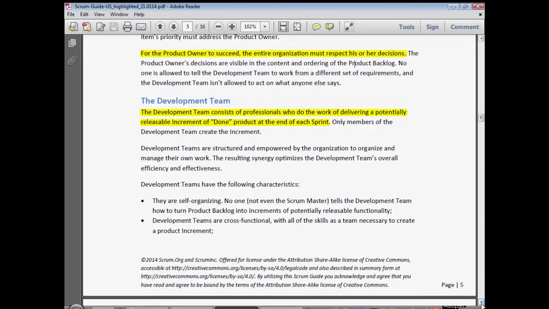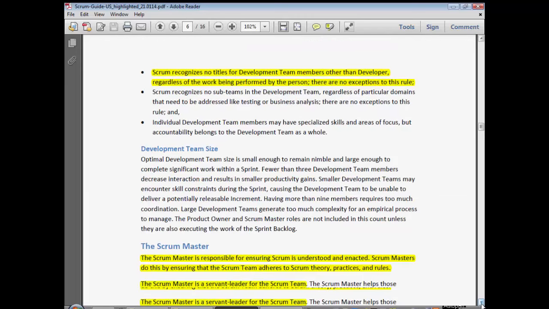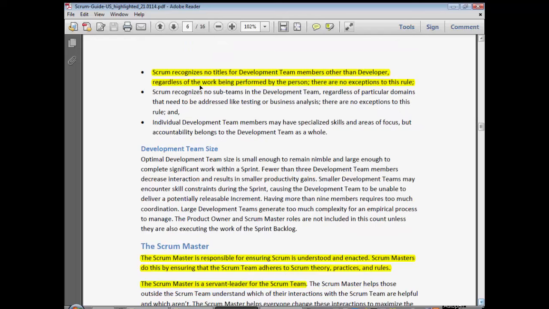So Scrum recognizes no titles for development team members other than developer. Regardless of the work being performed by the person, there are no exceptions to this rule. I thought I'd highlight that because, first of all, I wanted to draw attention to what Ted was saying in the video, which is that there are 3 roles in Scrum, and one of them is the development team.